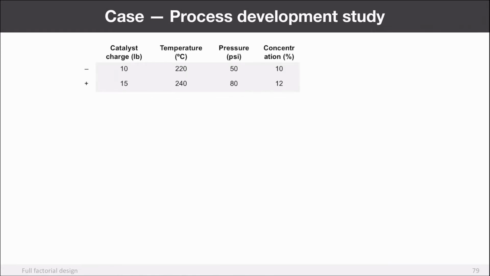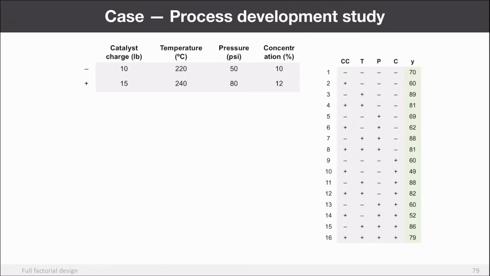Now let's see how it works. First of all, let me introduce the case. In this case, I also have a chemical reaction, or an industrial process, where I change 4 factors. They are the catalyst charge, the temperature, the pressure, and the concentration of catalyst. And again, I have 2 levels for each, minus and plus, and you can see the levels here in the table. This is the design matrix with encoded values plus all the measurements. So this is the outcome, and the outcome is still yield. This is the yield I got in every run.